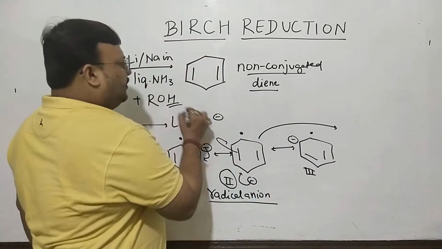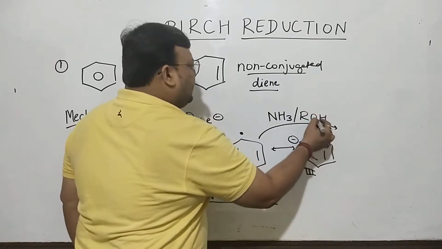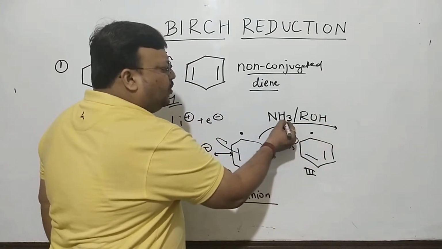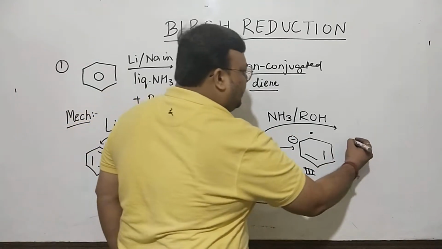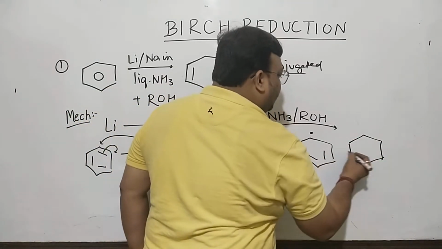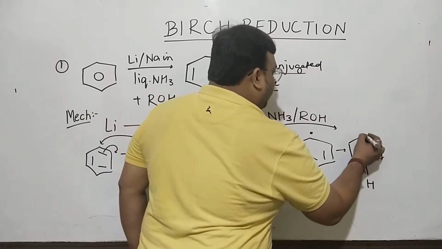now ammonia acting as a solvent or alcohol acting as the proton donor. In absence of alcohol, this can also donate hydrogen. This H plus will come here, this H plus will come here, and it would give you hydrogen here, it would give you hydrogen here.